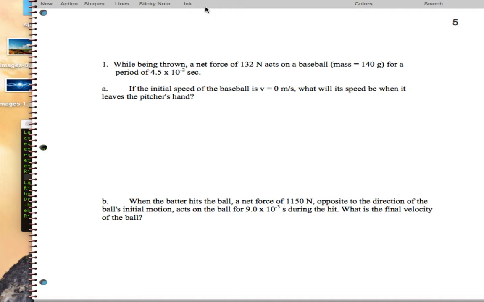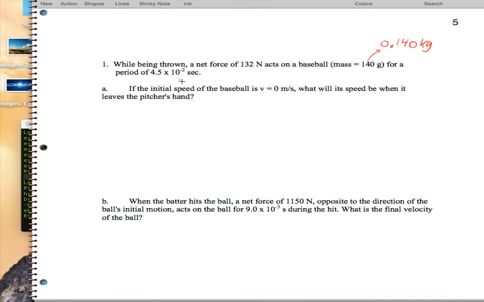Now let's go ahead and do the second page here. Sorry, I needed to give you a unit conversion for this. So your mass is going to be 0.140 kilograms when you've got a 140 gram mass. So we're pitching a baseball, and we want to know its speed when it leaves the pitcher's hand.